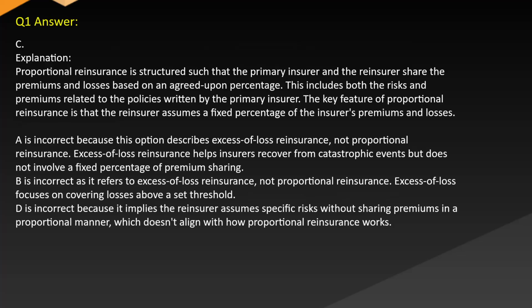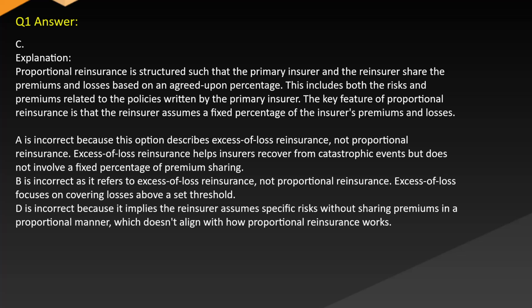Answer C. Explanation. Proportional reinsurance is structured such that the primary insurer and the reinsurer share the premiums and losses based on an agreed-upon percentage. This includes both the risks and premiums related to the policies written by the primary insurer. The key feature of proportional reinsurance is that the reinsurer assumes a fixed percentage of the insurer's premiums and losses.